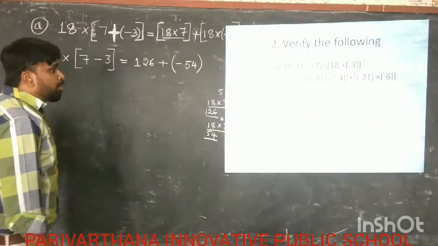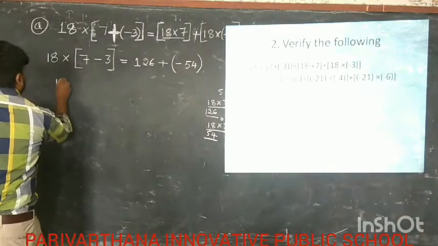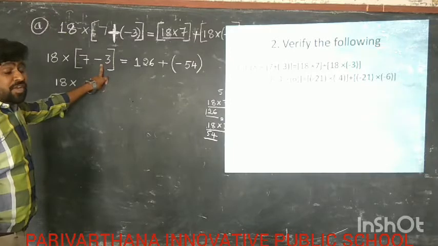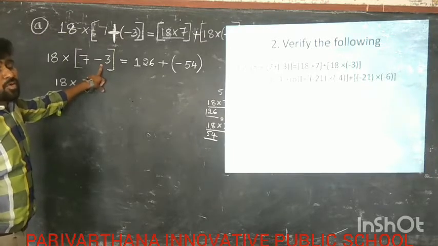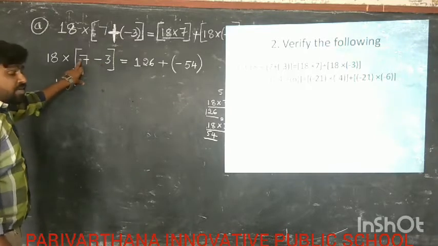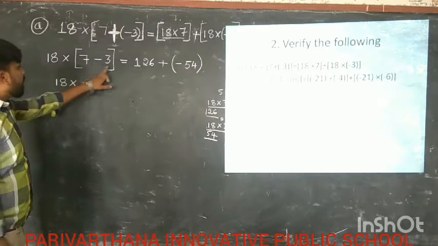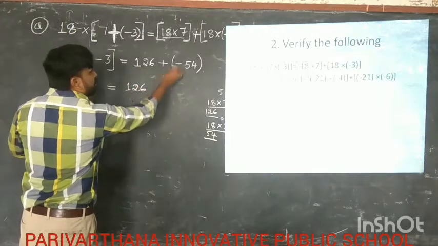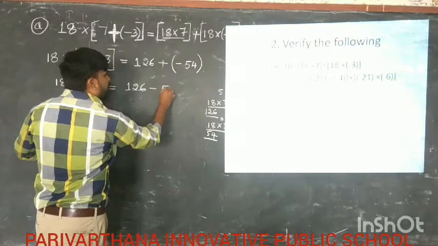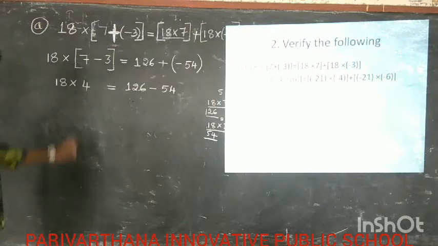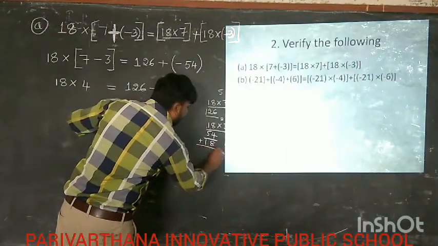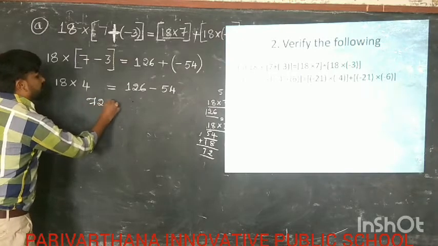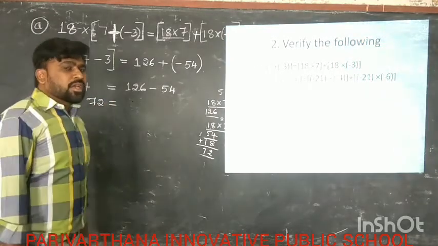Clear? First step, we have opened the bracket. Next, the RHS. 18 into, now it is plus 7, it is minus 3. This is subtraction. Different symbols means subtraction. In case of subtraction, we are going to put the bigger number's sign. Here, the bigger number is 7. 7's sign is plus. Therefore, 7 minus 3, answer is 4. Clear? 18 fours are, like otherwise you can add for 18. Therefore, 18 fours are 72. RHS final answer is 72.